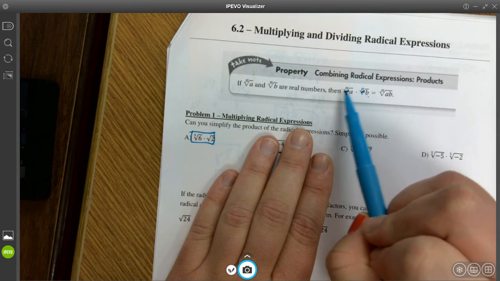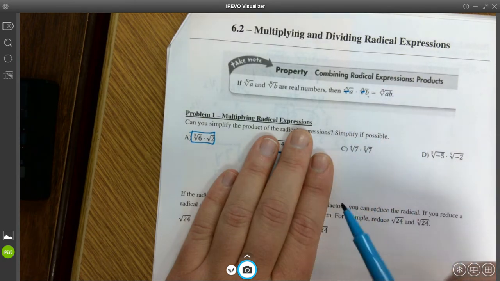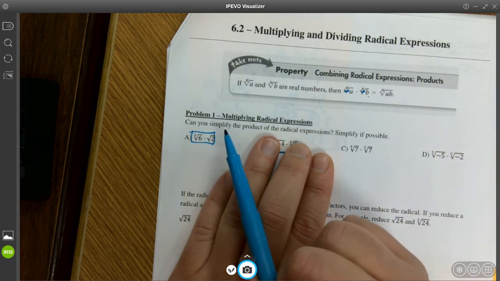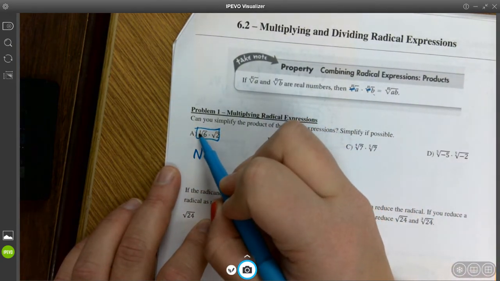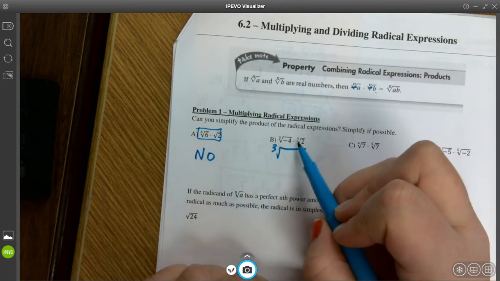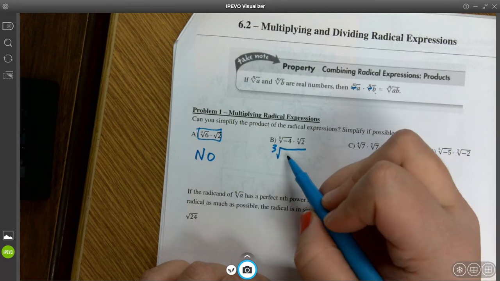You have to make sure you have the same index. If it's multiplying here, same thing as with division, but they have to have the same index to simplify. So this first one, can you simplify the product? No, I can't, because look, the index here is 3, the index here is 2, so I can't simplify. Here, my index is both 3, so I can multiply those two together. Negative 4 times 2 is negative 8.